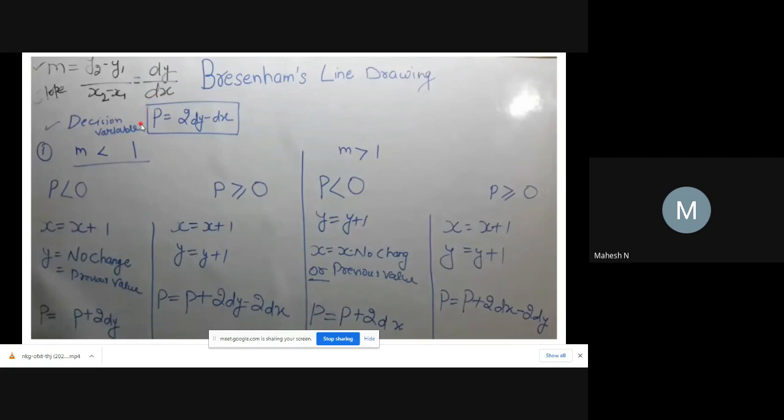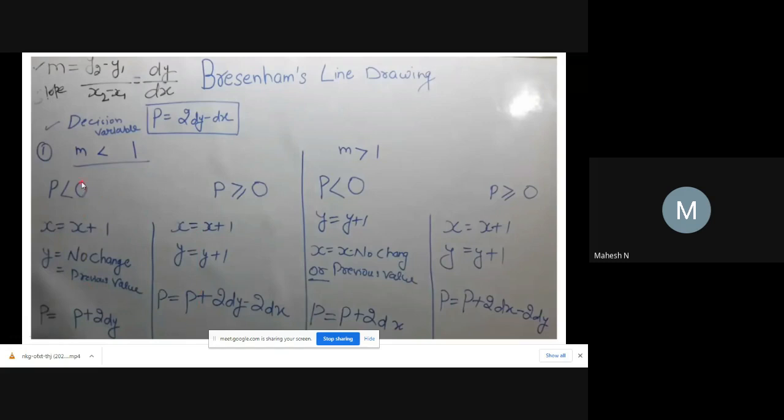The first vertex will be given, you plot it. For the second vertex decision only, you use this equation, right? Once you come up with less than or greater than 0, next you will be using the respective decision variables for further vertexes. Okay, right?